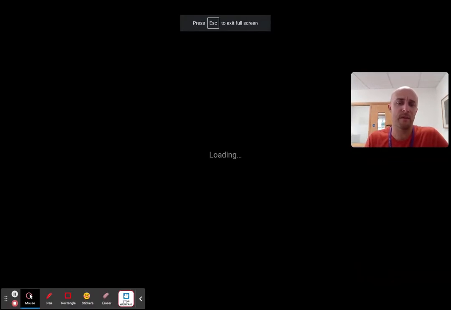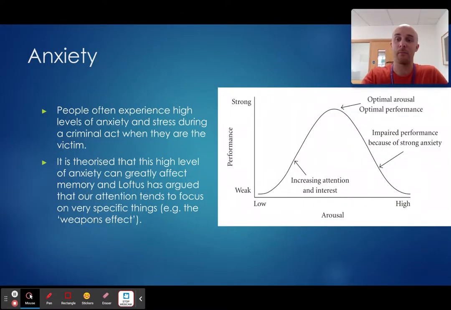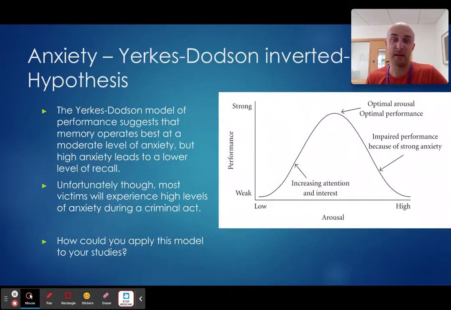We'll go through the weapons effect in a second, but the point I'm trying to get across here is that when he pulled out the weapon, or when he started smashing the car, high anxiety meant I would have been unable to ID him if I did go to the police, which I didn't, because I thought he's seen my face, he's seen where I'm walking from, he could kill me. So no thanks. So the Yerkes-Dodson hypothesis is quite linked to anxiety in this case.